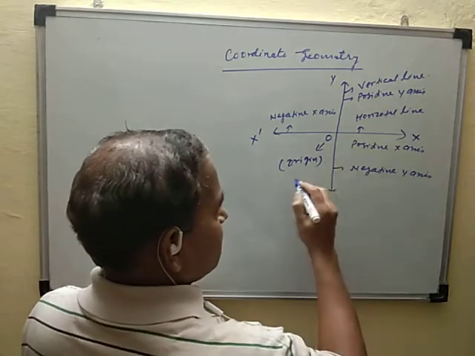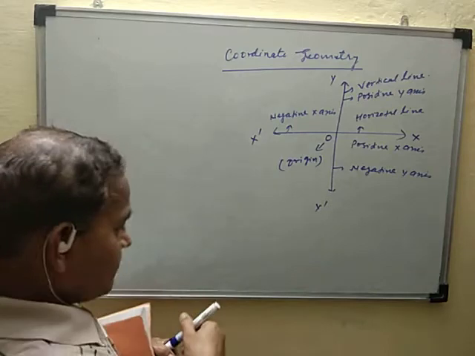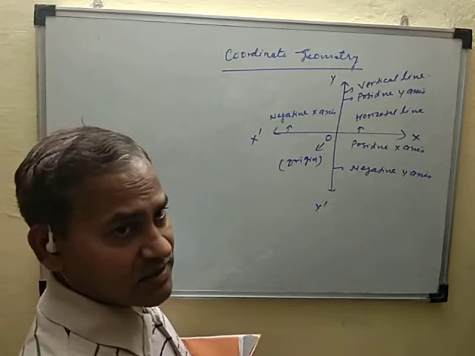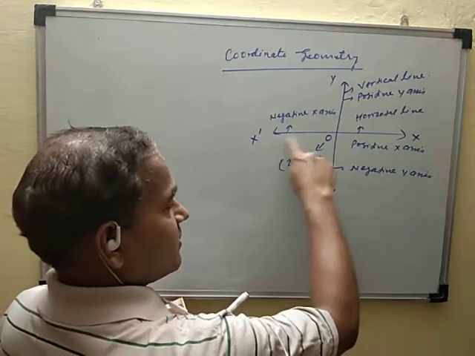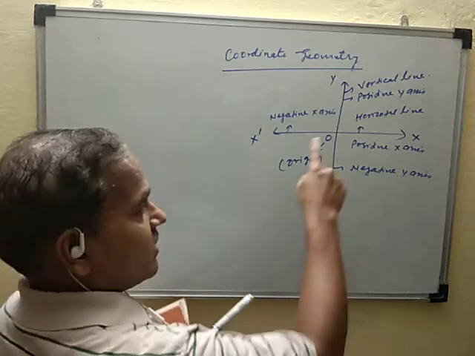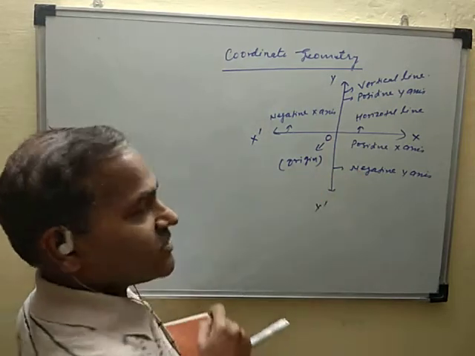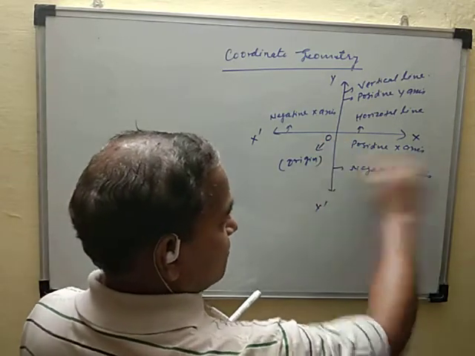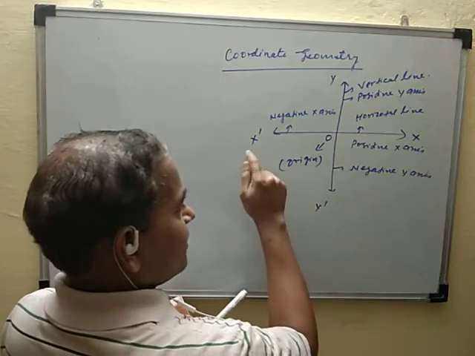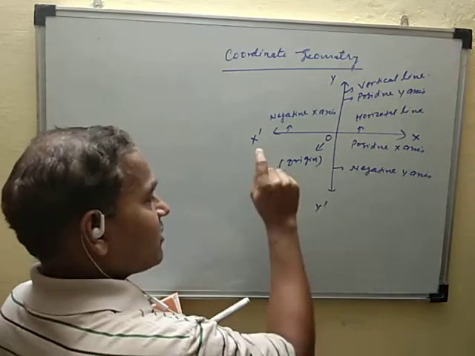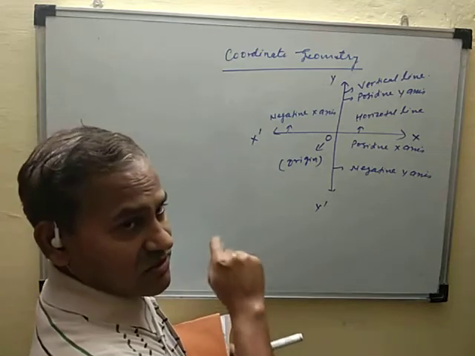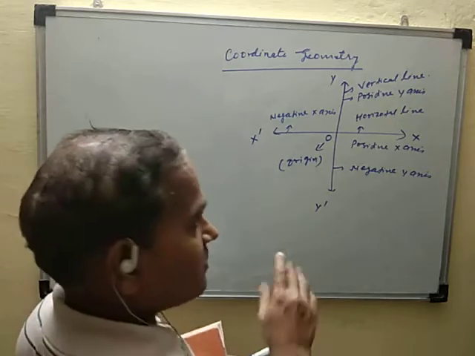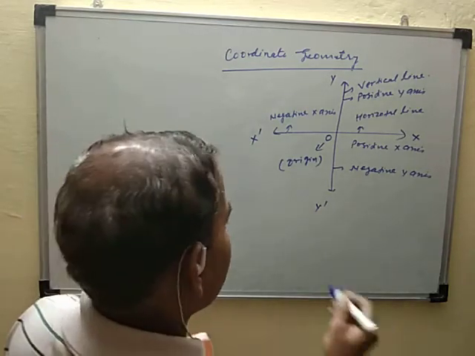Now this point is called the origin. इतना पॉइंट समझ में आ गया. This is called the vertical axis, and this one is called the horizontal axis, and the intersection point is called the origin. From the origin, the right side is the positive x-axis and the left side is the negative x-axis. The negative side of the x-axis is denoted by x dash. Similarly, the negative of the y-axis is denoted by y dash. इतना point clear है? Okay.